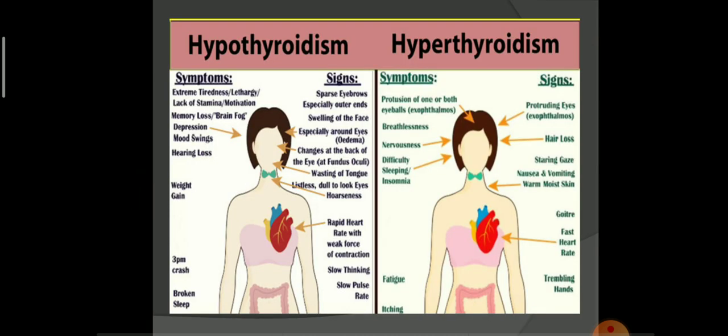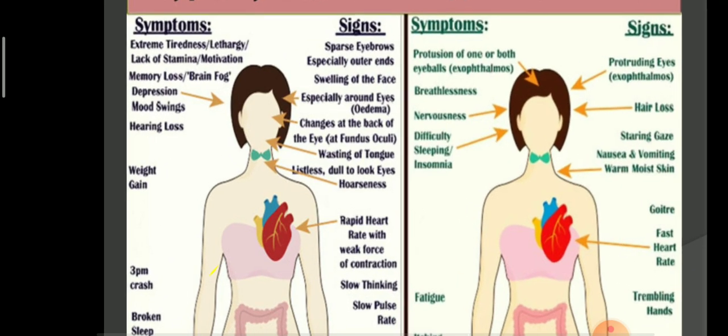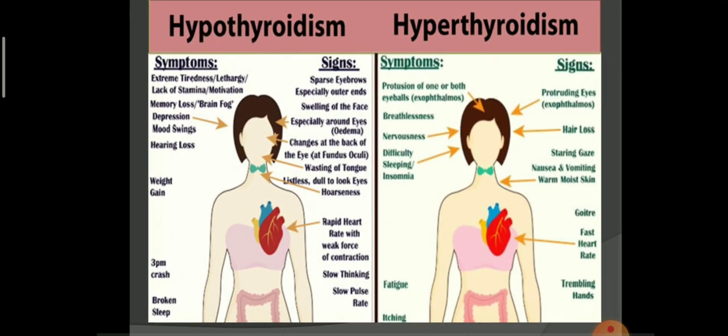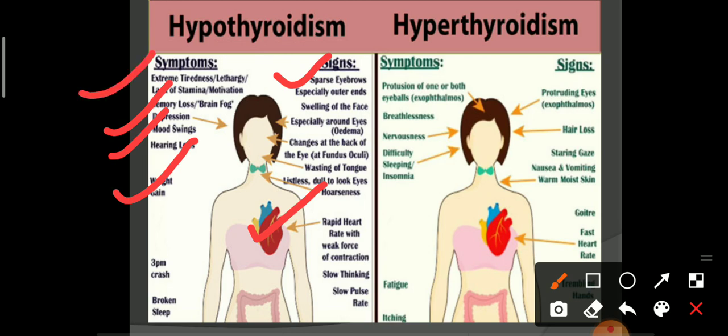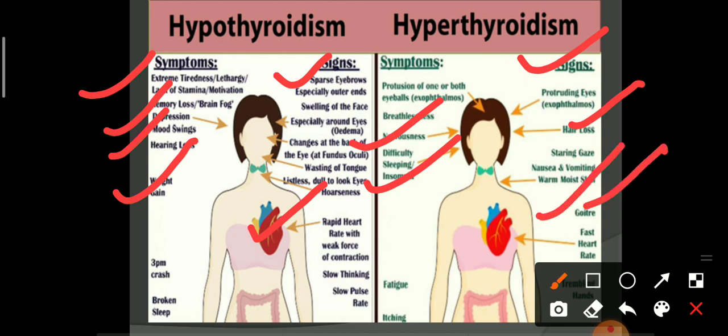Now we'll see the signs and symptoms of hypothyroidism. They include mood swings, depression, hearing loss, and weight gain. The signs include sparse eyebrows and a slow heart rate with low force of contraction. In hyperthyroidism there is intolerance to heat, whereas in hypothyroidism there is intolerance to cold. Hyperthyroidism also has nervousness, sleeping disorders like insomnia, hair loss, goiter, and fast heart rate.